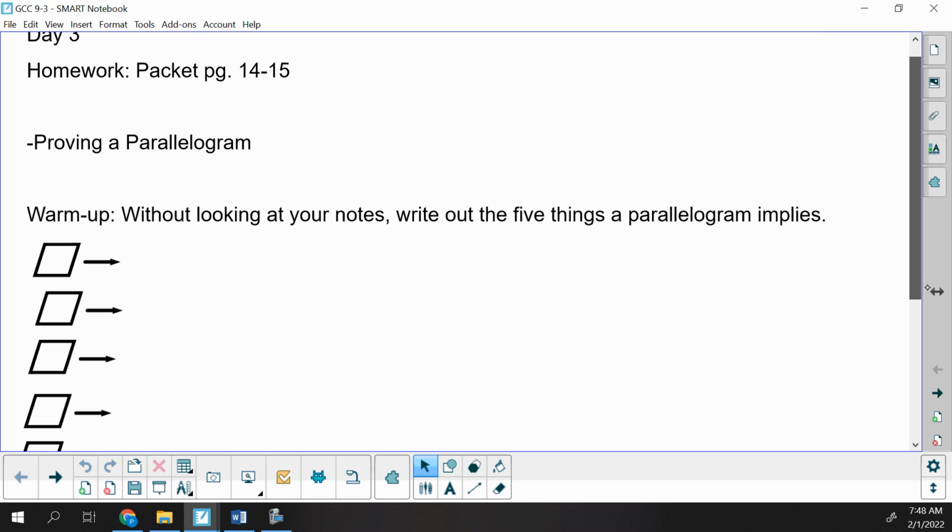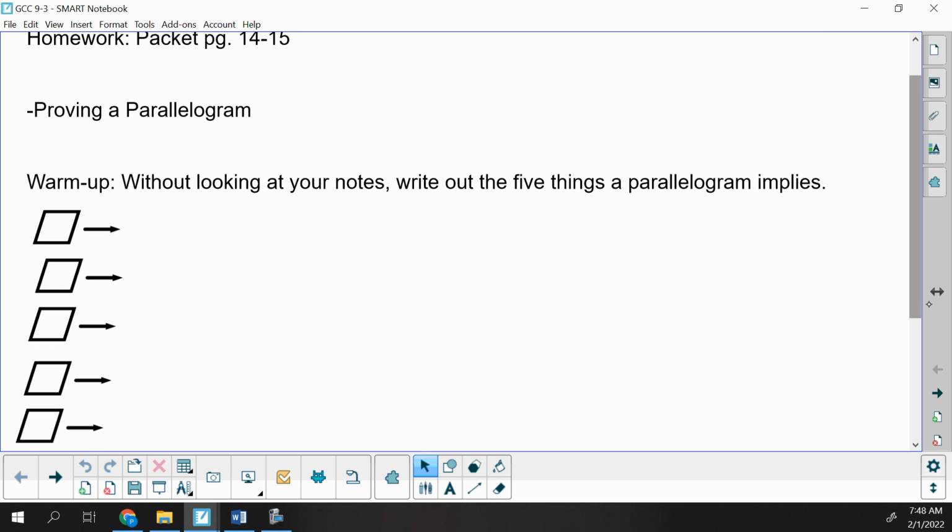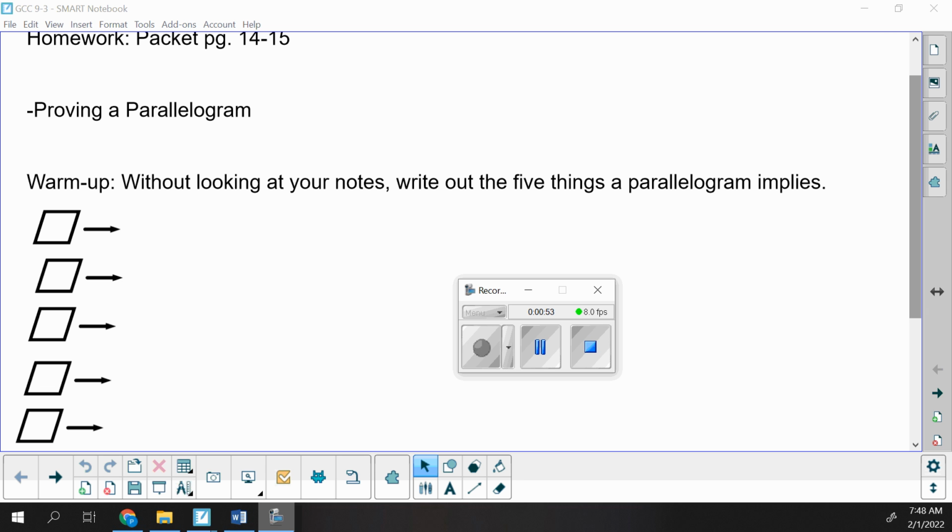And then for warm-up, without looking at your study cards, see if you can list the 5 things that a parallelogram implies. So we had 5 tabs on our study cards. See if you can list what those 5 things are. We're going to pause the video for 3 minutes to give you a chance to do the warm-up, have written in your planners day 3, and to have your homework out so you're ready to check it when we go over that in a moment. So we'll go ahead and pause the video now for 3 minutes.